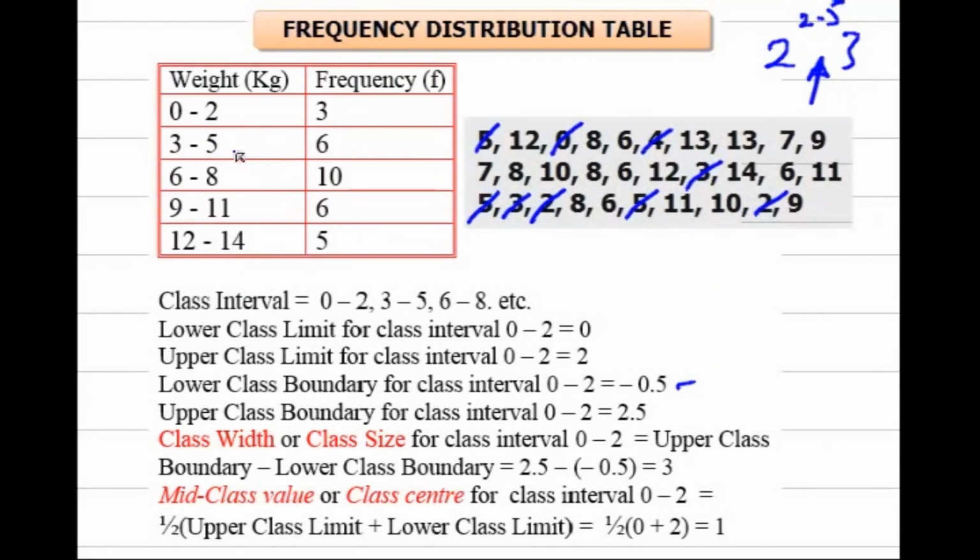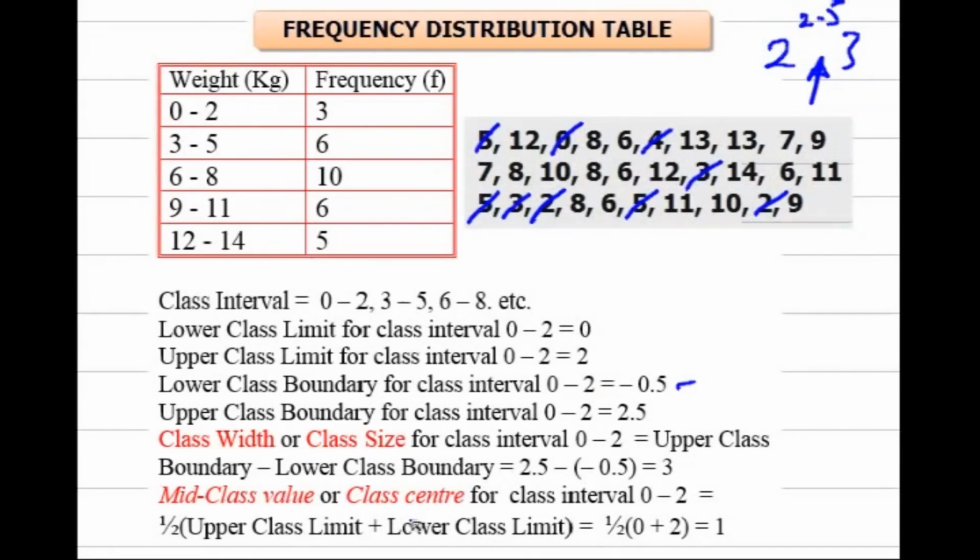So when you talk about the class width, it is the upper class boundary minus the lower class boundary. Which is what? 3. The class width is 3. If you want to count from 0 to 2 now, you say 0, 1, 2. You must have counted 3 units.